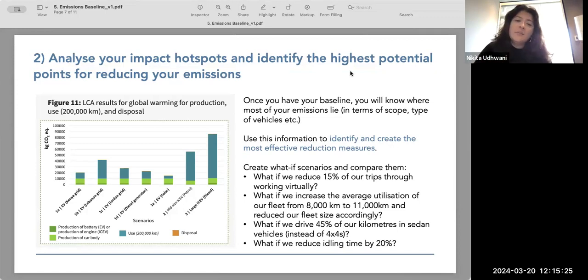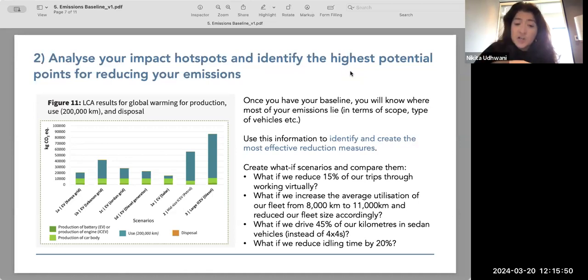We worked together with them as well as some member organizations last year to do a life cycle assessment of a range of vehicles. And what you see here is an example where, when you do a baseline, especially for all three scopes, you can get some insight into where most of your emissions are. In this case, in the operations. So that means there's quite a lot that we can do.